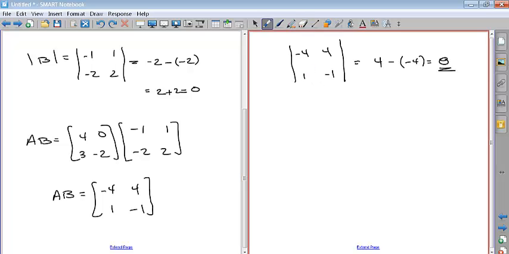I think the answer is going to be 0. Okay. Negative 4 times negative 1 is 4. You subtract 4, you get 0. So the answer should be 0 for the last one. Okay. That's all.